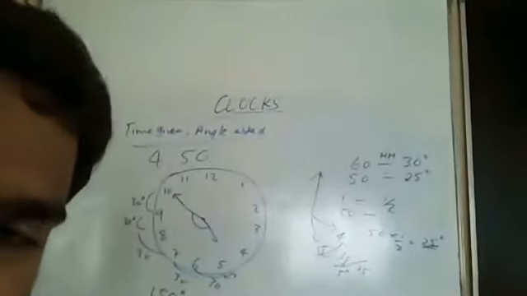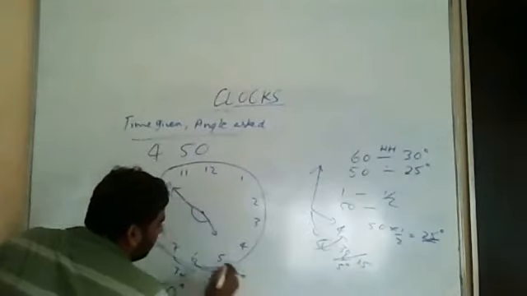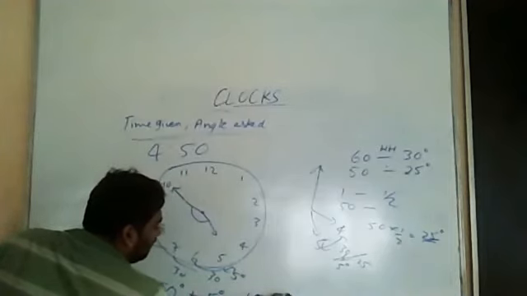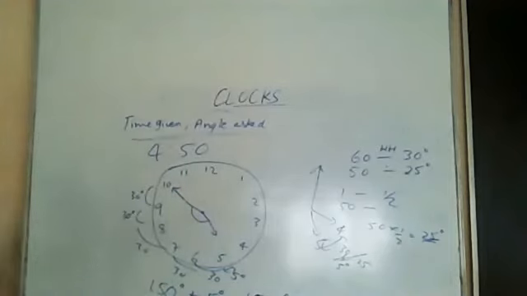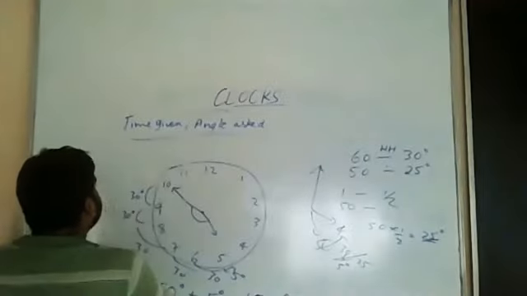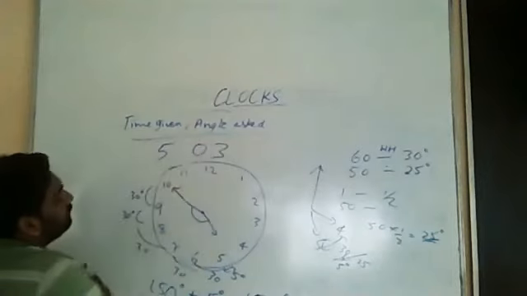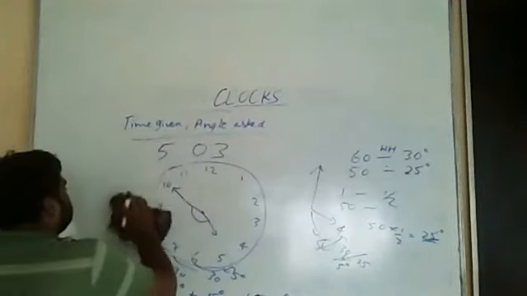Did you understand? Yes, sir. So this gap should be 5 degrees. So 150 plus 5 degrees, which will give me 155. Is it making sense? Yes, sir. Now I will change the time to 5:03. Tell me now.